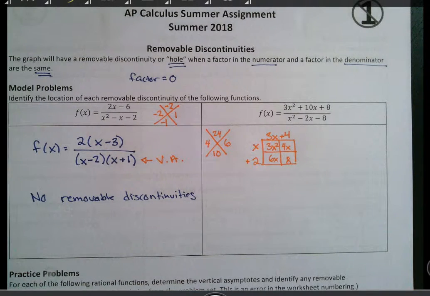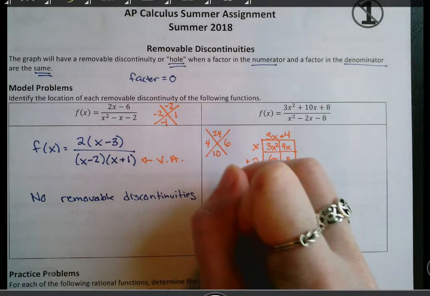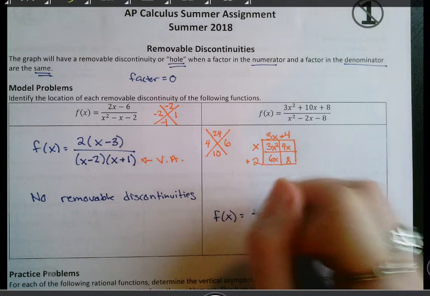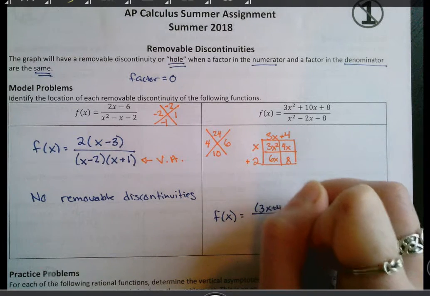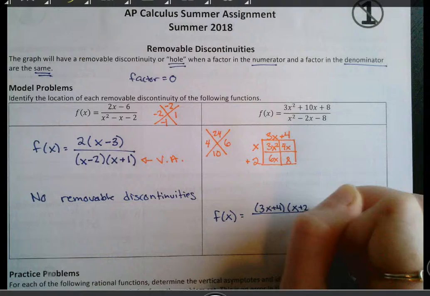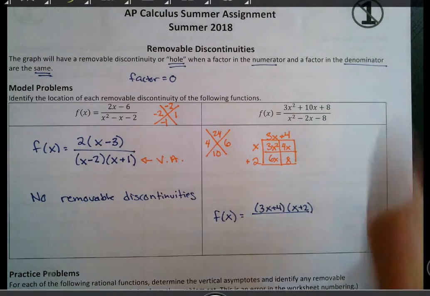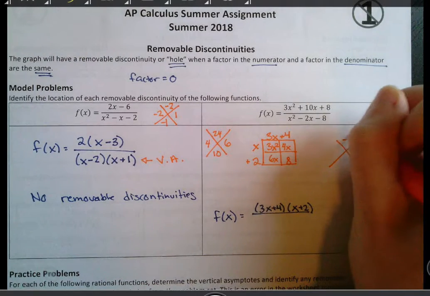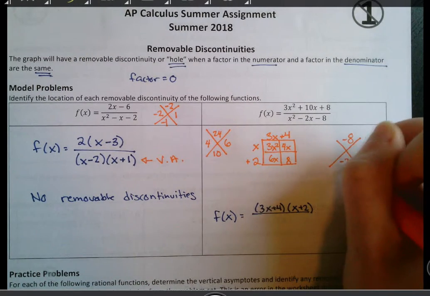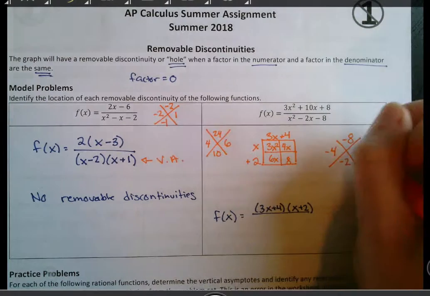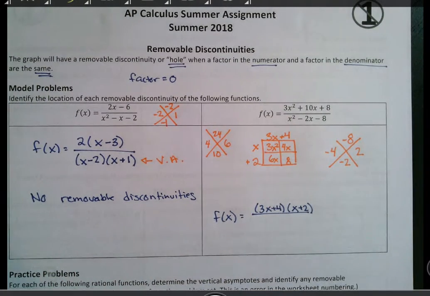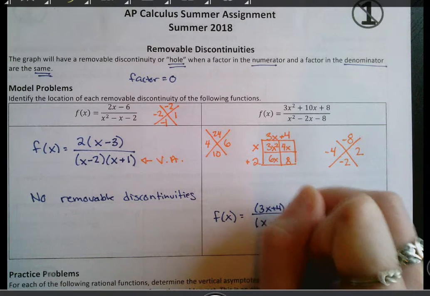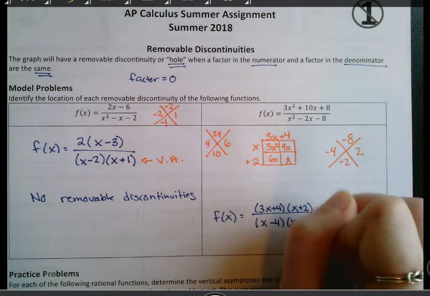So if I rewrite that top part of my function down below here, so far we have f of x is equal to 3x plus 4 times x plus 2. Now factoring that bottom part, we would say, what multiplies to a negative 8 but adds to a negative 2? It's going to be a negative 4 times 2. So in the bottom here, we'll have x minus 4 times x plus 2.